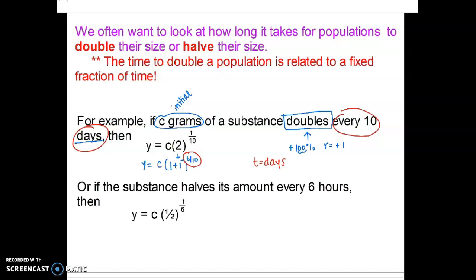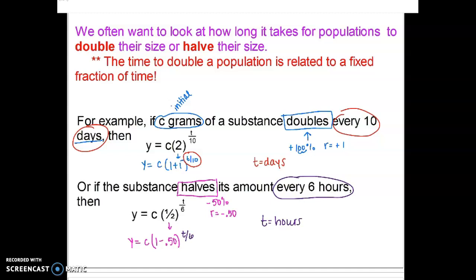So then if we look at our half-life here, the substance halves its amount every 6 hours. So think about if something halves, it's going to decrease by 50%. So that means your R would be negative 0.5. So in your parentheses, the reason it's 1/2 there is because that's really 1 minus 0.5. And then the reason it's T divided by 6 is because it says every 6 hours. So T is really hours, but because it's every 6 hours, you have to do the hours divided by 6.